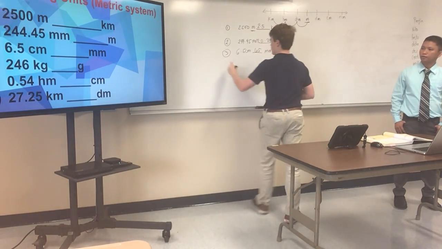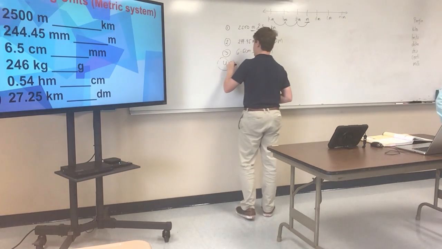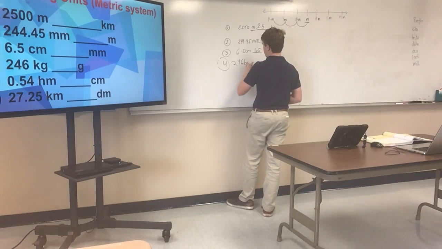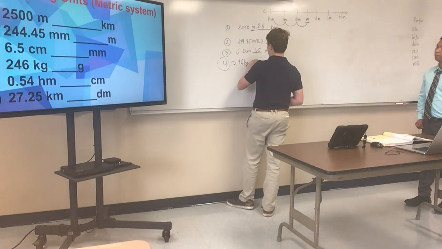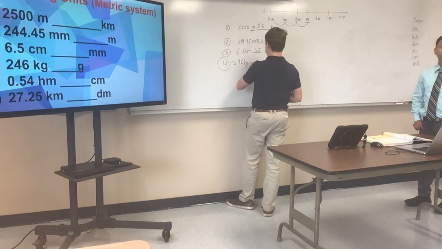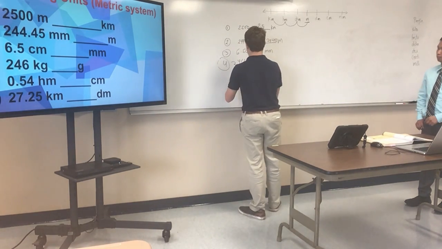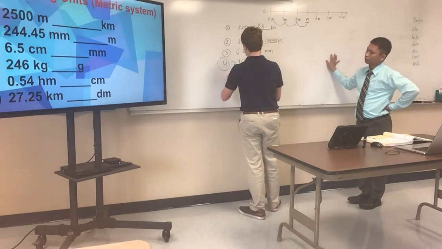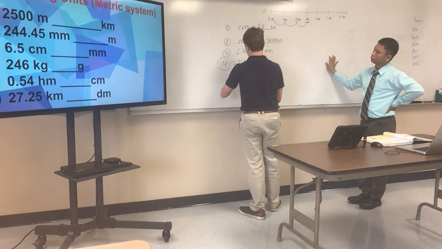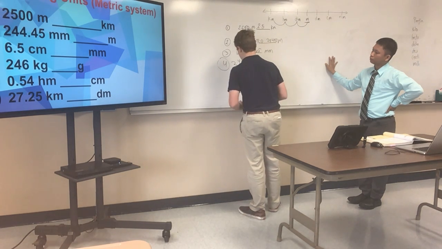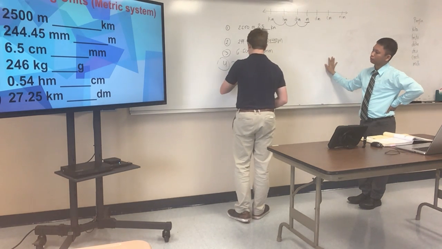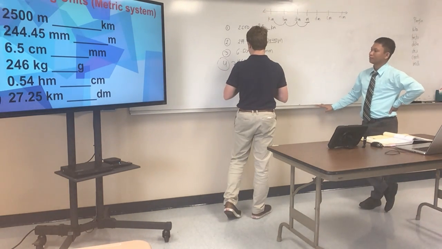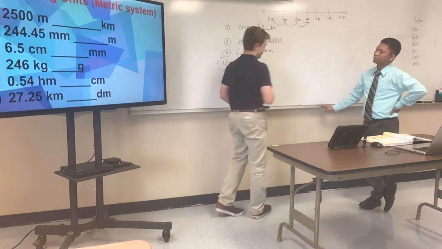Number 7. 246 kg, kilogram. Okay, so convert to gram. So you just count how many movements. Look at, for example, we have here. How many zeros? Try for this one.